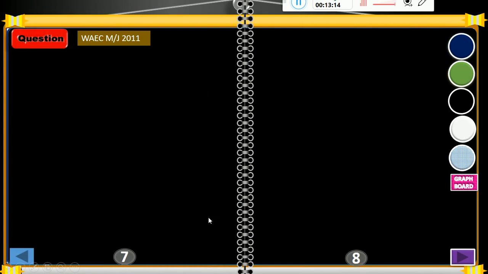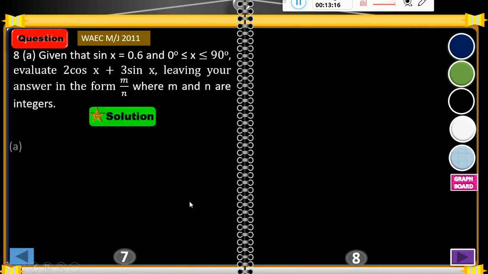We now go to question number 8. Given that sin X is equal to 0.6 and the value of X lies between 0 and 90 degrees, evaluate 2 cos X plus 3 sin X. Leave your answer in the form M over N, where M and N are integers. Now let's solve this question together.